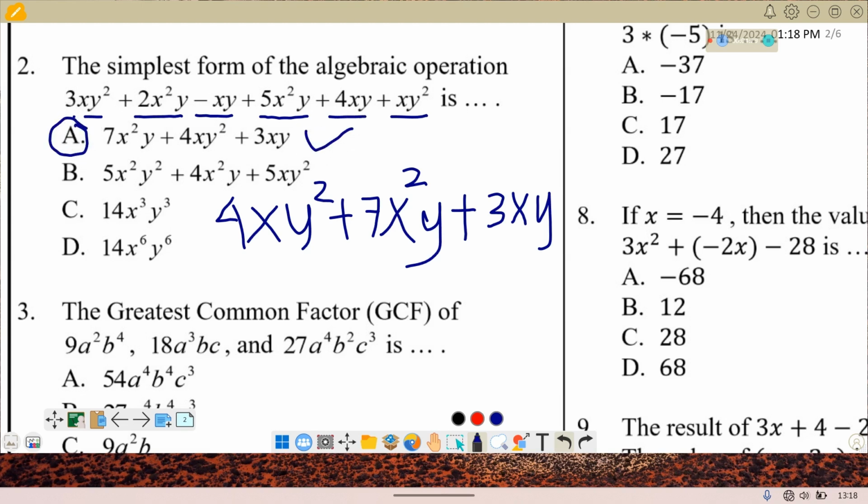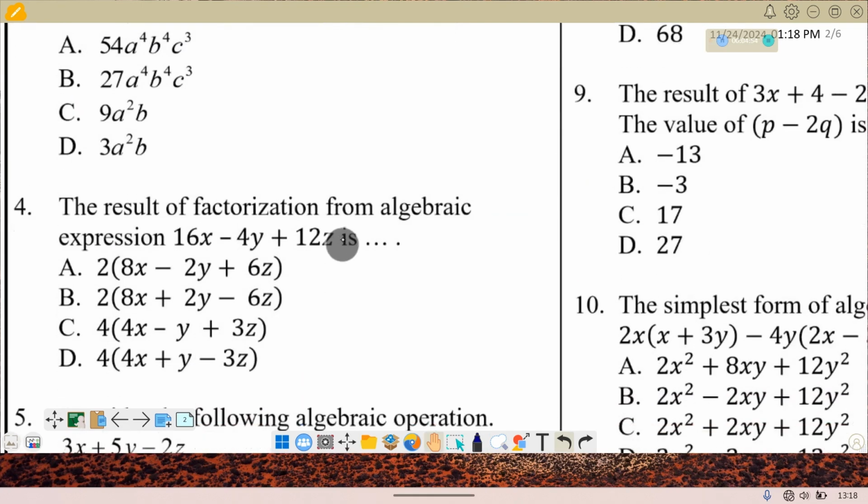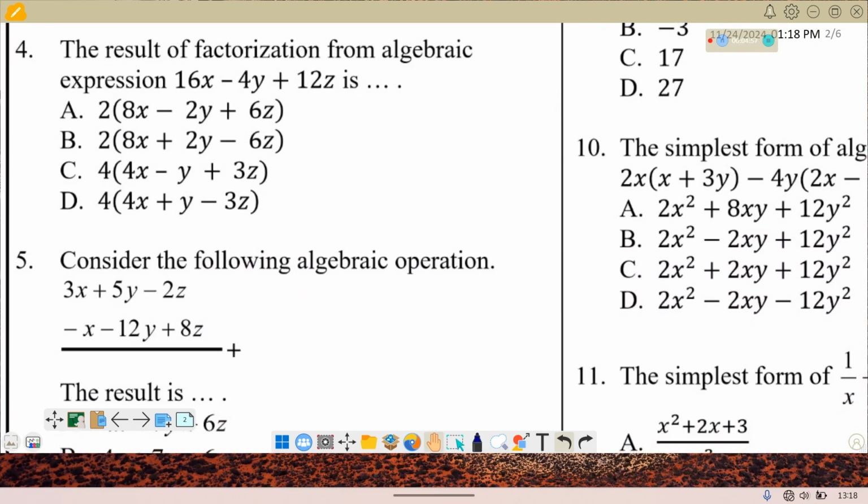If you want to make it simpler, you are going to combine all those like terms. Now let's move on to the next question, question number 4. The result of factorization from the algebraic expression. According to this question, you have to find the common factors between 16, 4, and 12. The biggest one is 4.